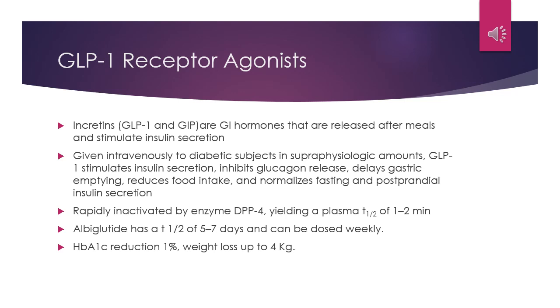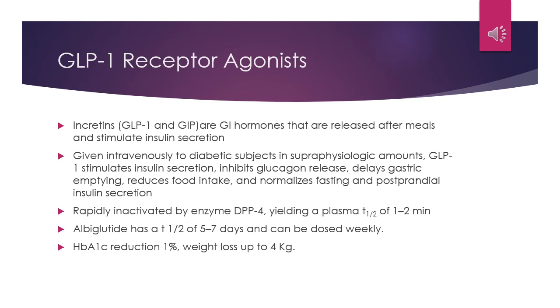It has been seen that if we administer a GLP-1 receptor agonist at a supraphysiological amount by intravenous route, it causes insulin secretion, it inhibits glucagon release, delays gastric emptying, and reduces food intake. As a result, fasting and postprandial insulin secretion is controlled in a better way, and fasting and postprandial blood sugar level also stays within normal limit. But they are rapidly inactivated by the enzyme DPP-4, dipeptidyl peptidase 4, and they have a half-life of only 1 to 2 minutes.